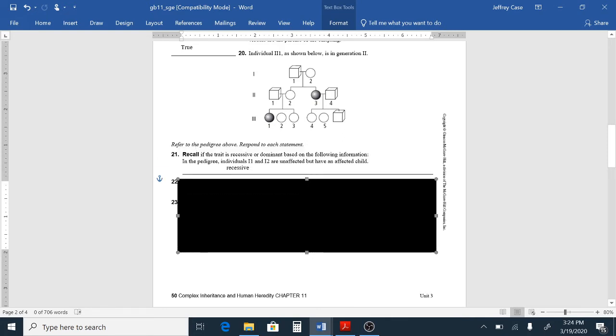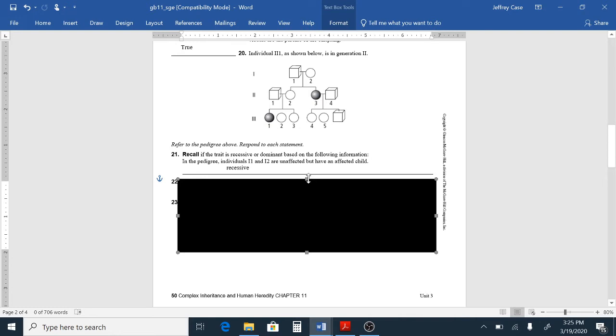Recall if the trait is recessive or dominant based on the following information. In a pedigree, individuals 1-1 and 1-2 are unaffected but have an affected child. That would mean that it would be recessive.